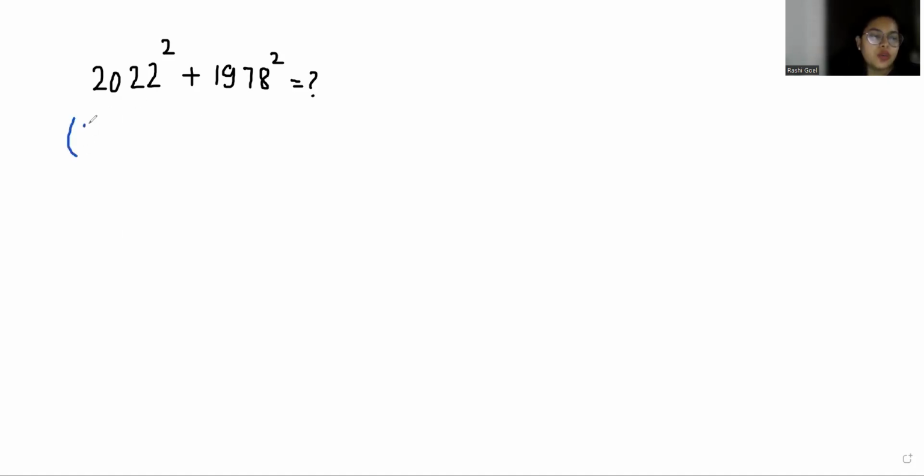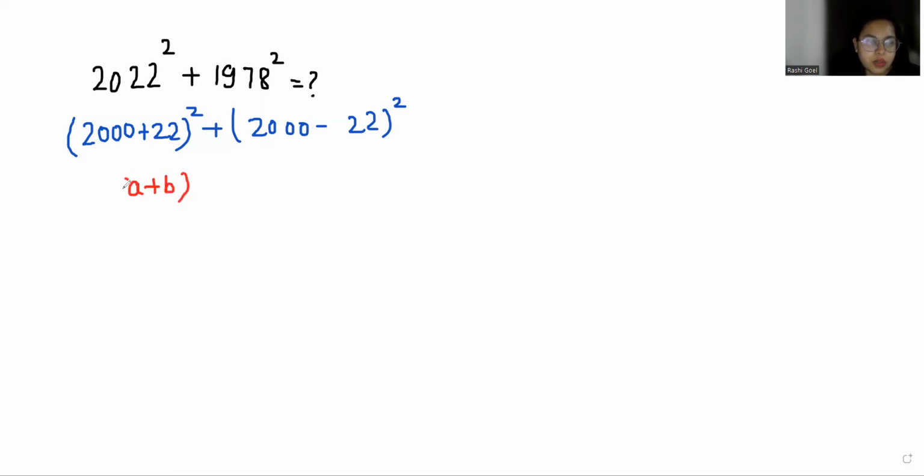So 2022 we can write it as (2000 plus 22) whole square plus 1978 we can write it as (2000 minus 22) whole square. Now I'm going to use very famous identities: (a plus b) whole square, that is a square plus b square plus 2ab, and (a minus b) whole square, a square plus b square minus 2ab.